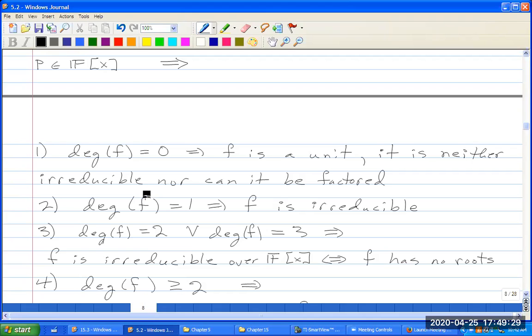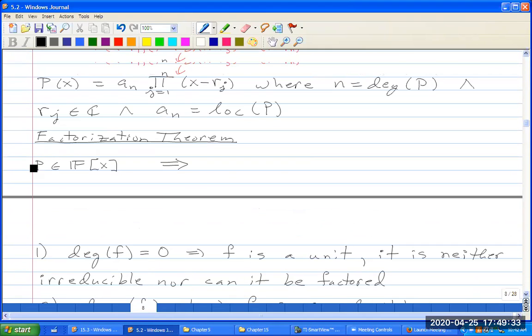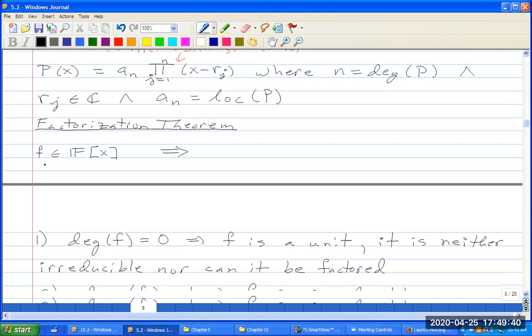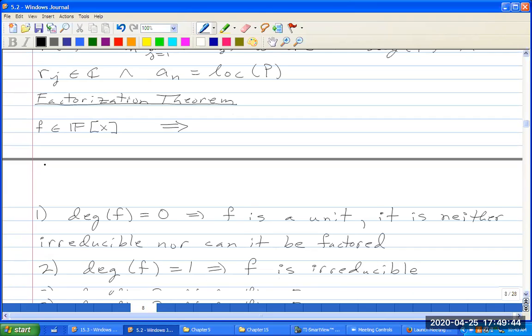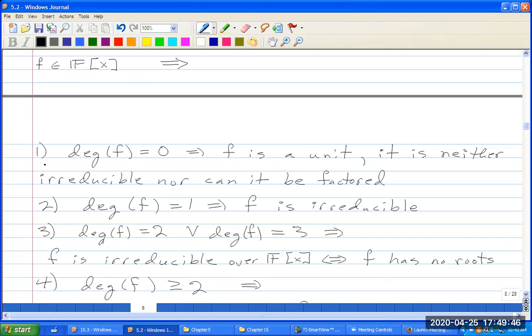If the degree of f, oh, now I called it f. Probably because I don't know why. So I called it f. I guess I didn't see it from one page to the other.